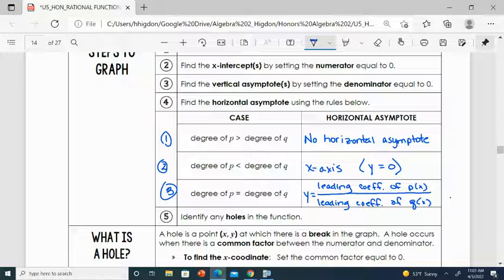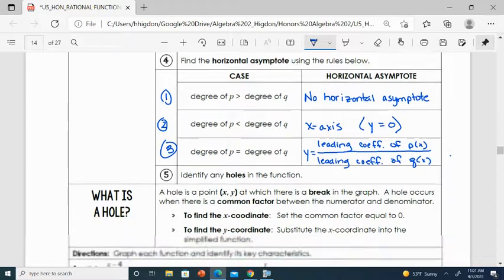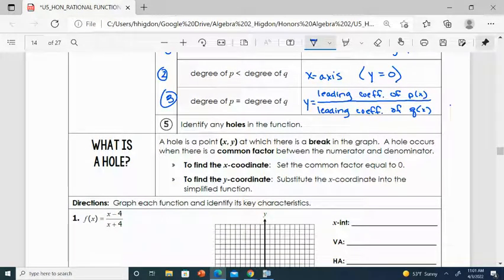And then lastly, in step number 5, we're going to identify any holes. Now, holes in our function are created when we have common factors. So it says here, what is a hole? A hole is a point, so it's an ordered pair, x, y, at which there is a break in the graph. A hole occurs where there is a common factor between the numerator and the denominator. To find the x-coordinate, you're going to set the common factor equal to 0. And then to find the y-coordinate, you're going to substitute that x-coordinate into your simplified function. I'm going to walk you through all of these steps.